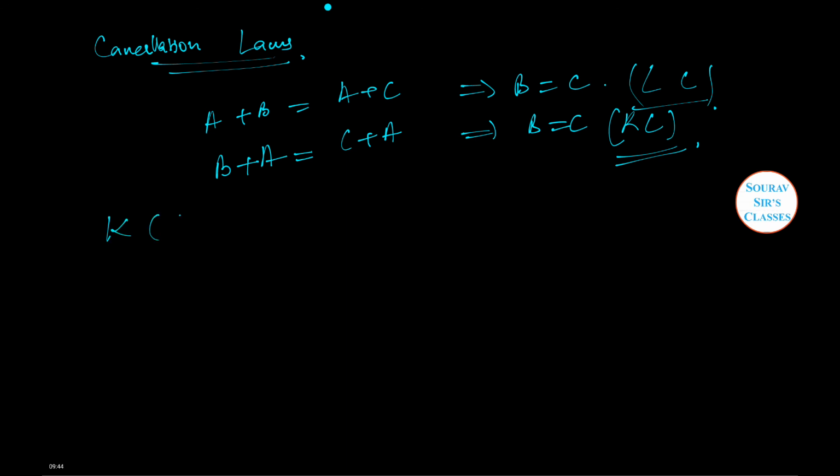Let K belong to the real numbers, which is a scalar quantity, and if we multiply it to A plus B, then we get K into (A plus B). This is equal to K times A plus K times B. Here the scalar K is multiplied to A, which means it is multiplied with each and every element of A.